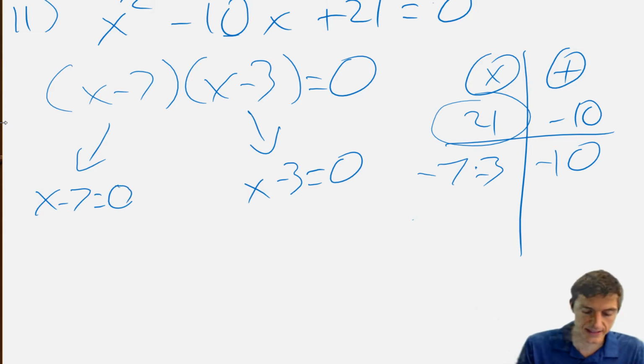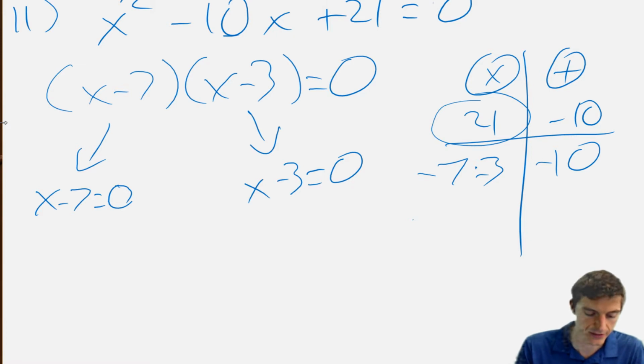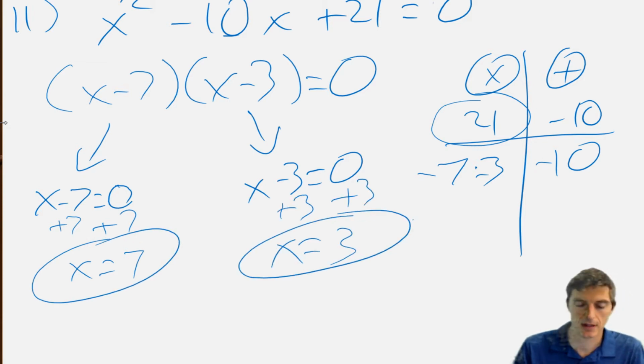So what's nice is now I've got two very, very simple equations. What number minus 7 is equal to 0? I'm going to add 7 to both sides, and I get x equals 7. Add 3 to both sides, and I get x equals 3. And those are my two solutions.